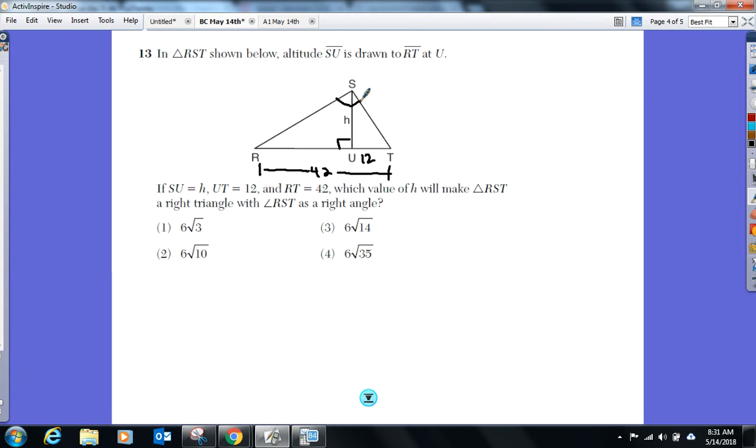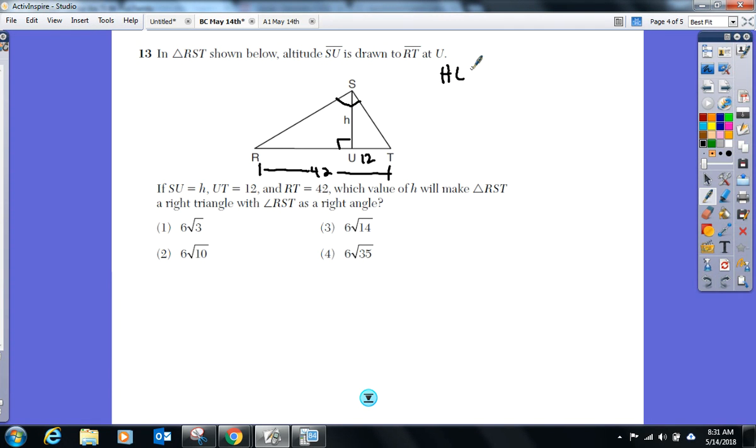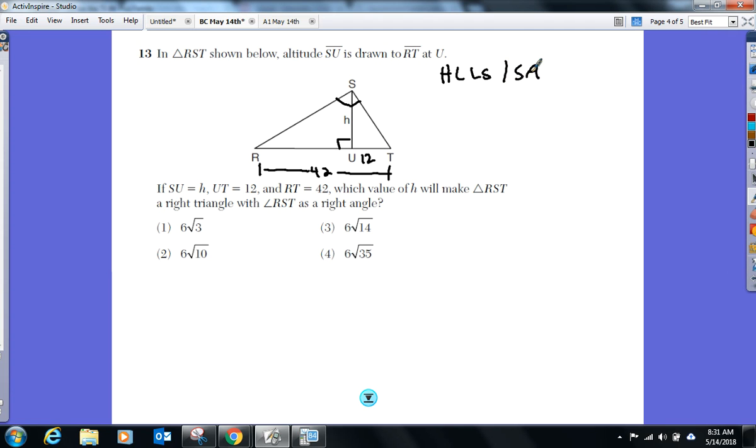Hey, the diagram alone should signal some bells in the head. You want to make RST a right triangle, and you have an altitude drawn to the hypotenuse. Anytime I'm given this type of diagram, a right triangle with an altitude to the hypotenuse, that's the Hill SAS. What are you guys solving for? What's H labeled as? That's the altitude. Discussion's over. Which one of the two should I be using? Yep.